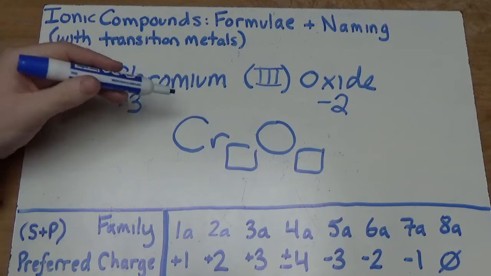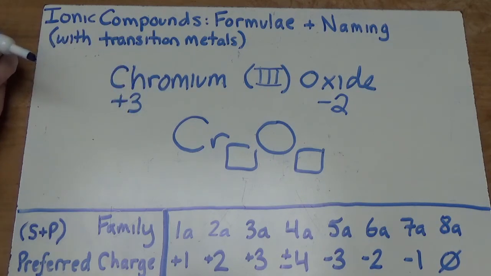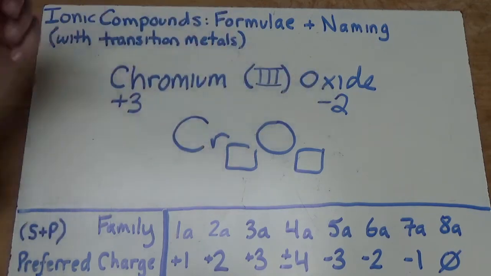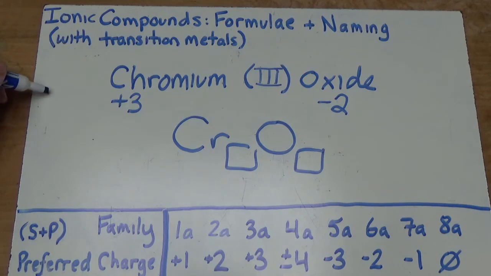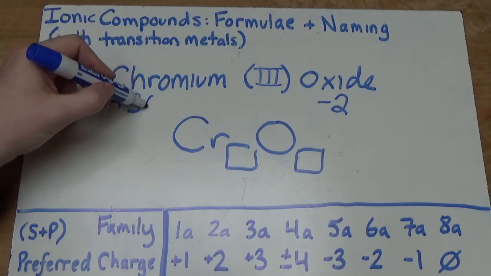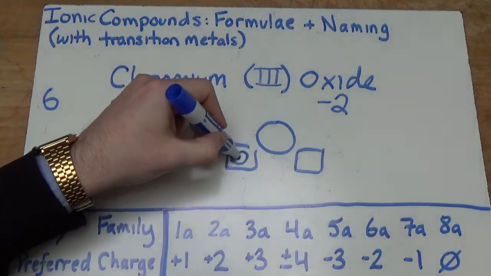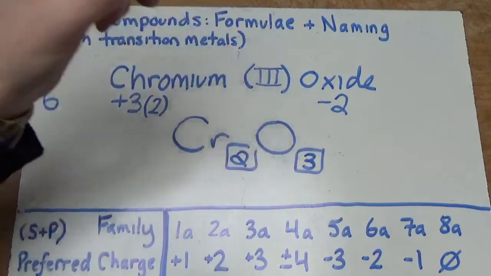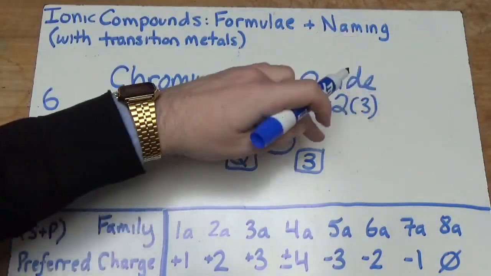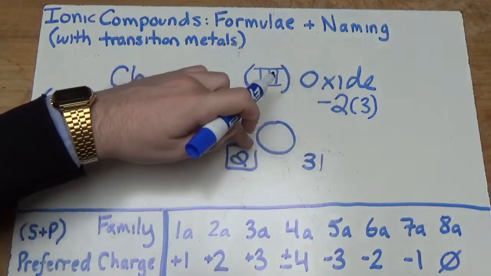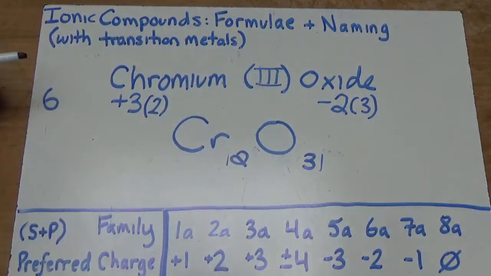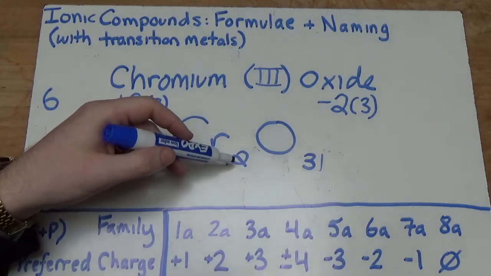Unfortunately, these numbers are not multiples of each other. So we're going to have to figure out what the least common multiple is between 3 and 2. In this case, it's 6. So I need to get my positive charge to add to 6, and my negative charge to add to 6. How do I do that? Well, I can do that by having 2 chromiums and 3 oxygens. So, the final formula for a compound named chromium 3 oxide would be Cr2O3.